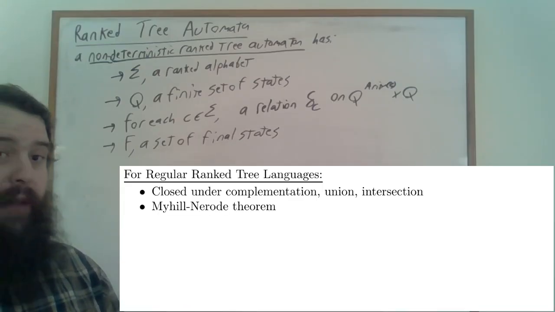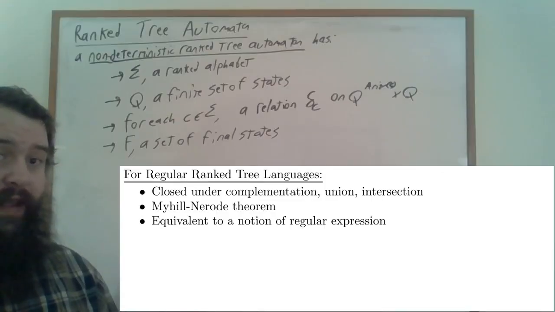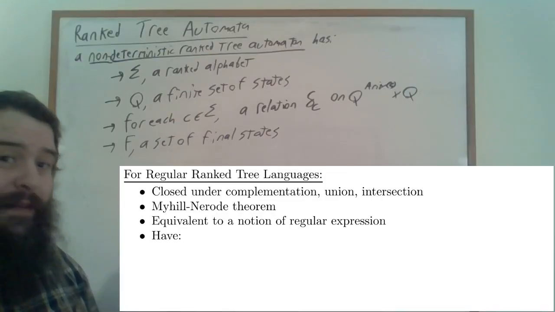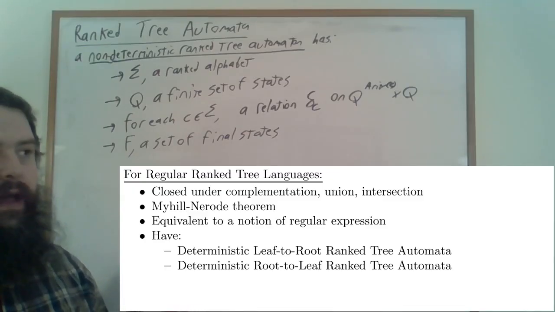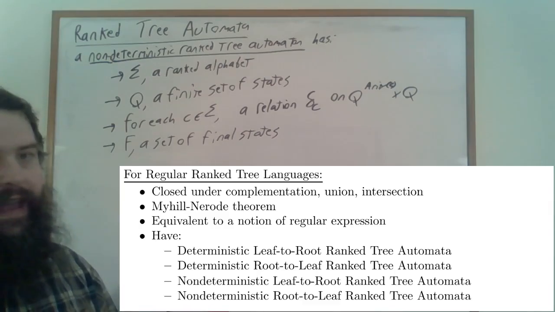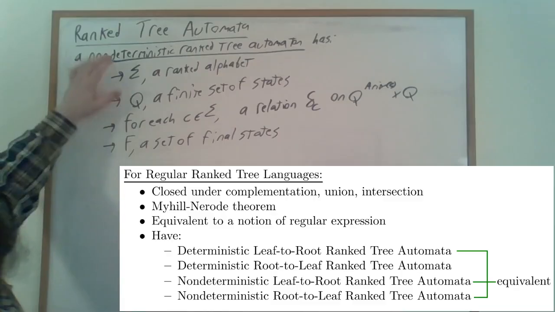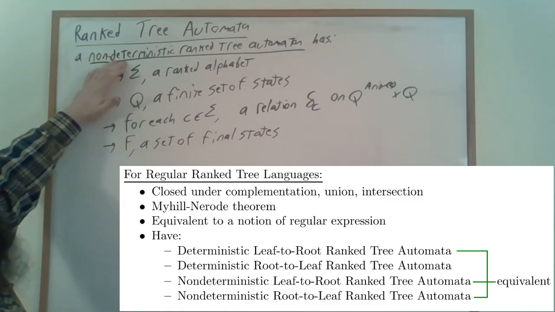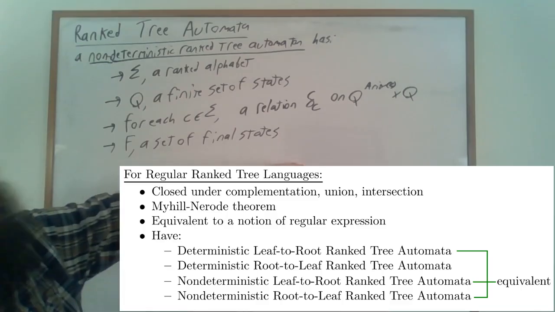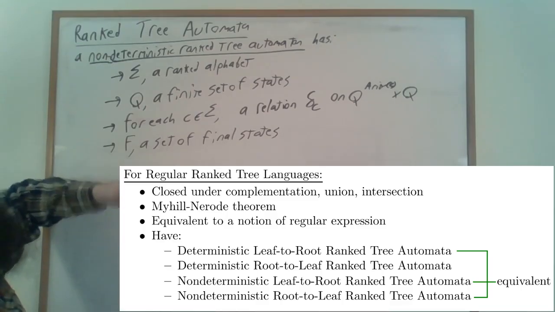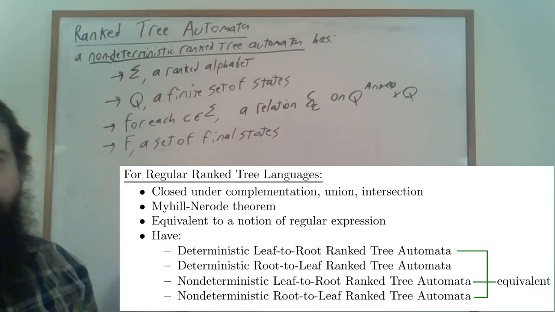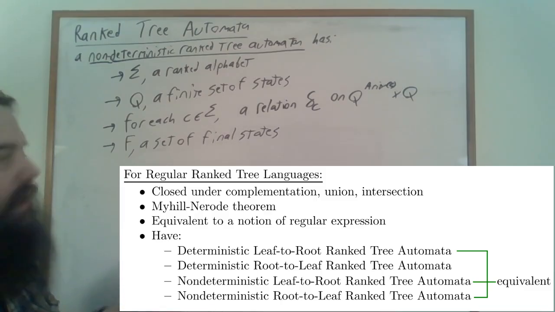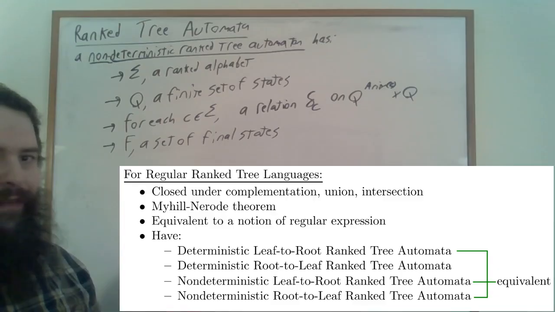We have a version of the Myhill-Nerode theorem, we have a version of regular expression, and we can still make sense of leaf-to-root and root-to-leaf ranked tree automata, and they're equivalent in the non-deterministic case and equivalent to deterministic. When I specified deterministic ranked tree automata, they were going from the leaves to the root. But we can also make sense of a deterministic ranked tree automaton that goes from the root to the leaves. It's just not equivalent to any of the other possible automata that we could specify. And so I'm not really interested in studying them.